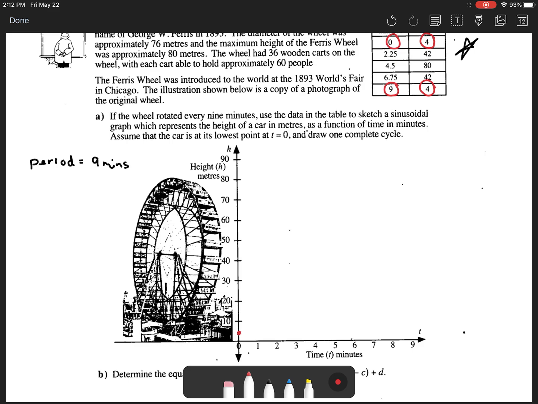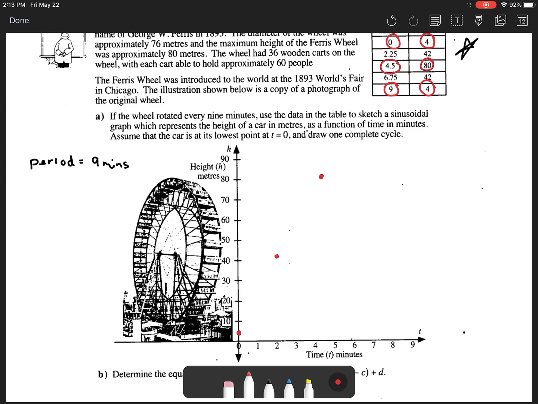So here's what happens. They tell me at time of 0, I'm at 4. So 4 is going to be right about there, not quite halfway between 0 and 10, which is the scale on the y-axis. 2.25 seconds later, I'm at 42. So you go to 2.25 and up to 42, so just above 40. Then I go to 4.5 and 80. That might be right about there. And that's the maximum height, right? They told you the maximum height was 80. And that occurred at 4.5 seconds.